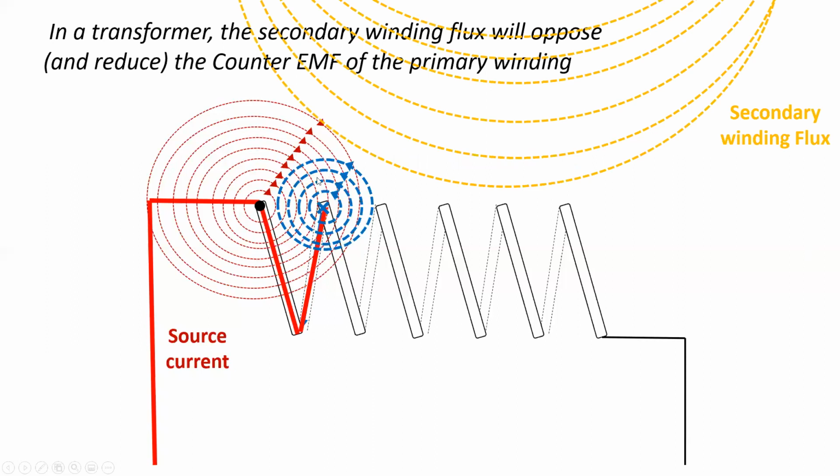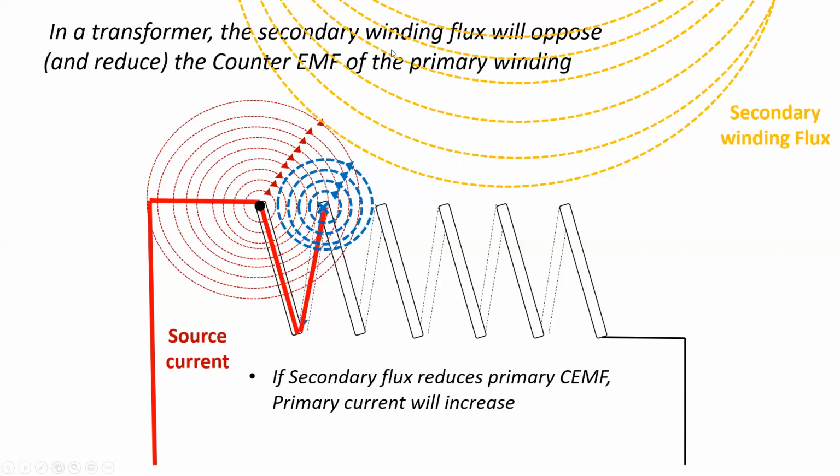And remember, what does oppose mean? Oppose means reduce. So if the secondary flux, that's my yellow, opposes and reduces the primary counter EMF, what will that do? If it lowers the blue, if it makes it smaller, that means it's less opposition to this main current that's flowing through the primary, and the primary current will increase. So let's take a look in a few different slides how this concept will manifest itself.